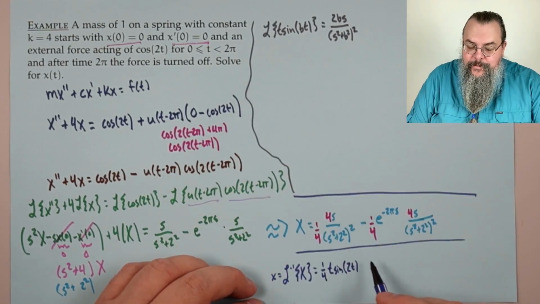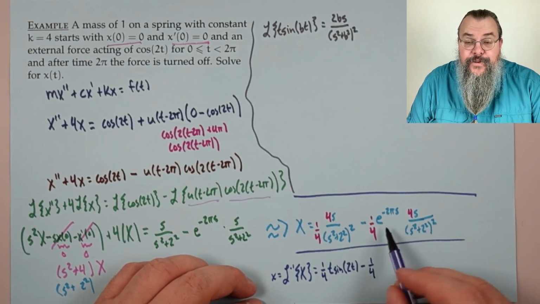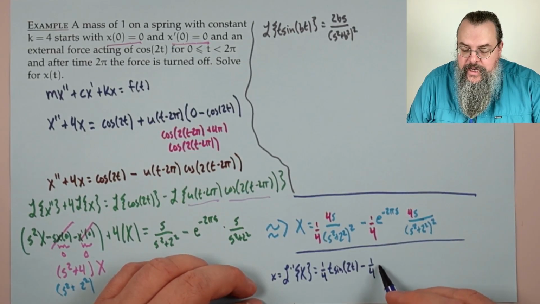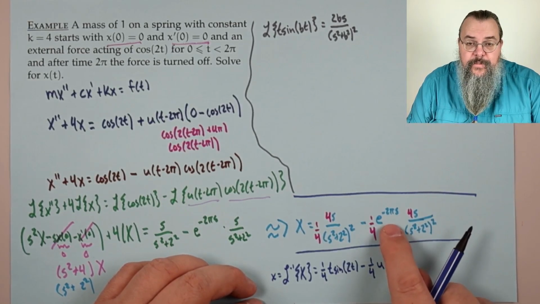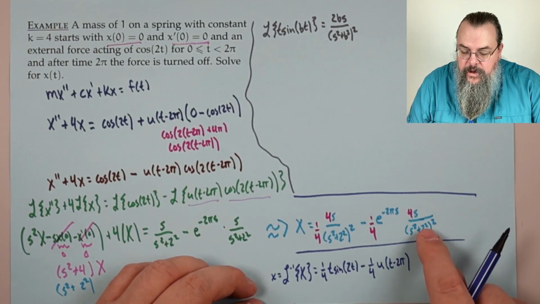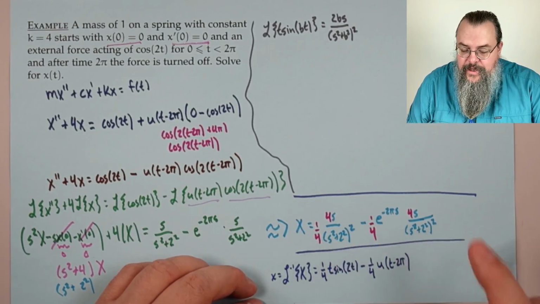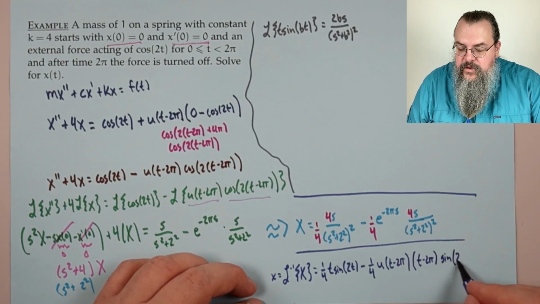Now, minus 1/4. The e to the minus 2 pi s tells us we're going to have a u of t minus 2 pi. Whenever you see e to the minus 2 pi s, it's an on-off switch happening. And then it's the same thing we just did: everywhere you see t becomes t minus 2 pi. So t minus 2 pi sine 2 times t minus 2 pi.